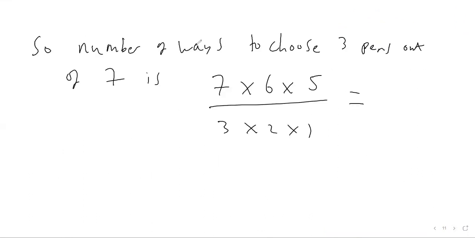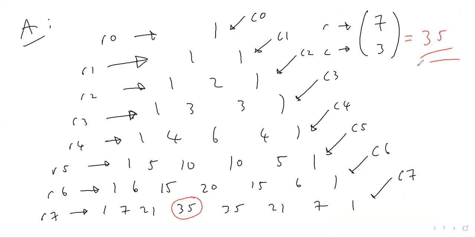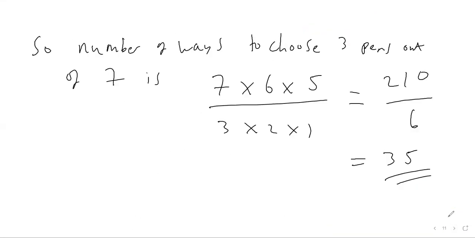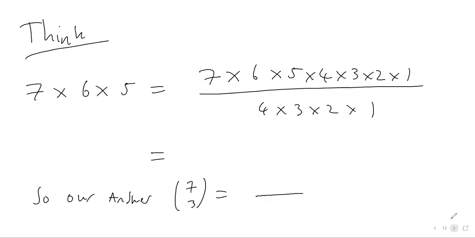Okay, so going back to our question, we're choosing 3 pens out of 7. So that means there are 210 permutations for doing the pens. So 7 ways of picking the first one, 6 ways picking second, 5 ways picking the third one. So we got 210 for that, but we've got to divide it by the number of ways we can rearrange those 3 pens, because the order doesn't matter in which we choose the 3 pens. So we divide that by 6, and when we do 210 divided by 6, we do indeed get 35, which was the same answer that we got back here using Pascal's triangle. So it does work. We get the same answer when we think about it logically.